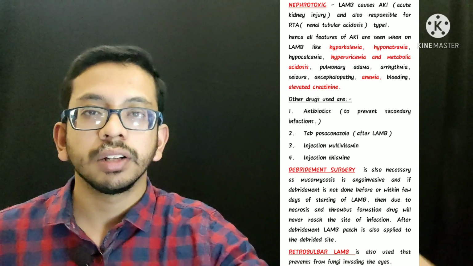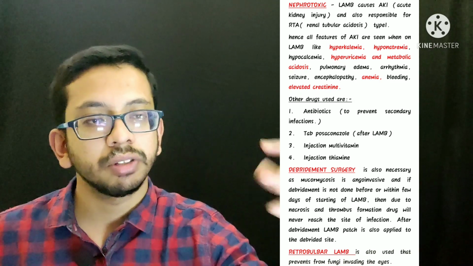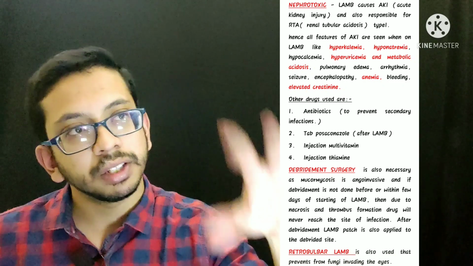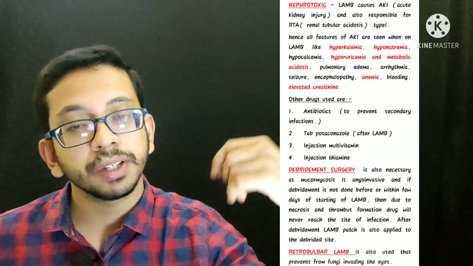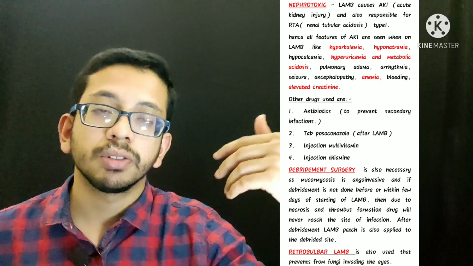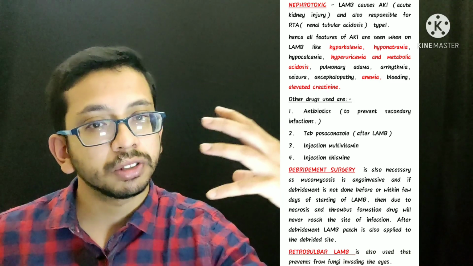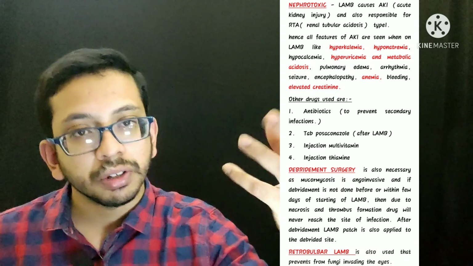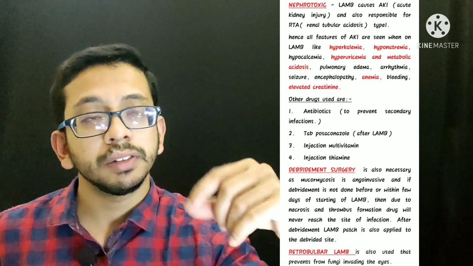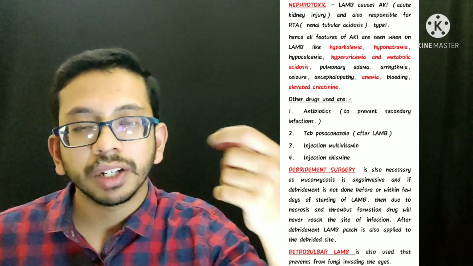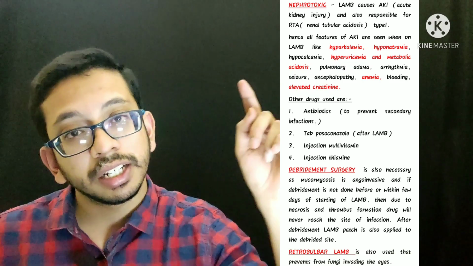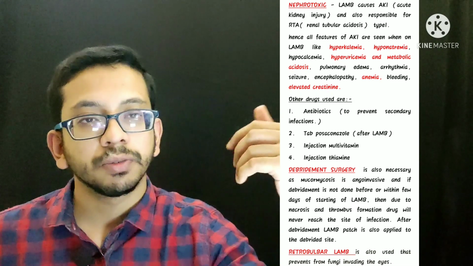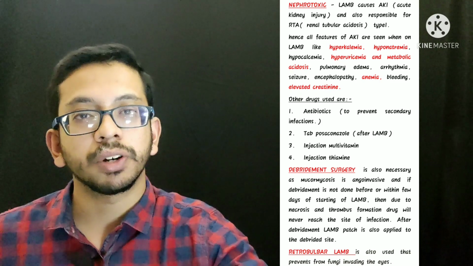Next thing that you can do is debridement surgery. Debridement surgery is actually very important. You should do debridement surgery before starting LAM therapy, or within 1 to 2 days or a few days of starting LAM therapy. The reason is because mucormycosis is highly angioinvasive and it causes thrombus formation and necrosis in that particular area. That's why if you start the patient on LAM therapy before debridement, then the drug will never reach the necrotic or the infected area. So you have to first debride the patient so that the drug reaches the infected area and everywhere. So debridement surgery is very important.